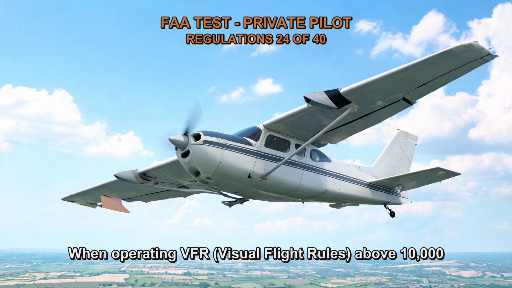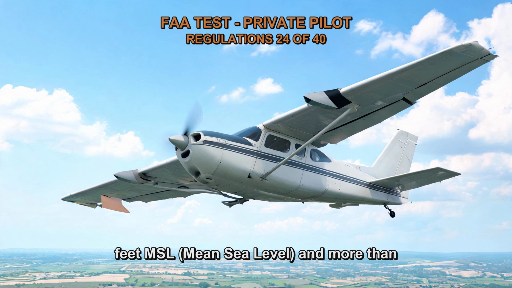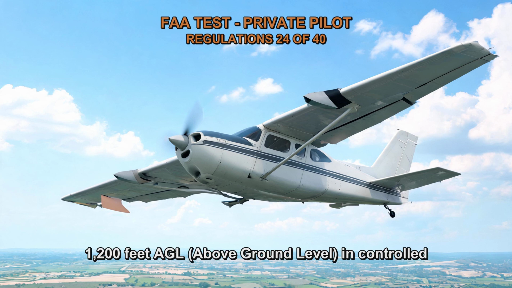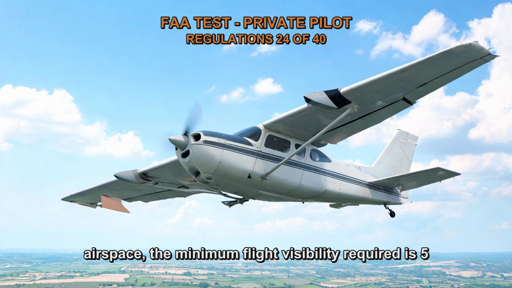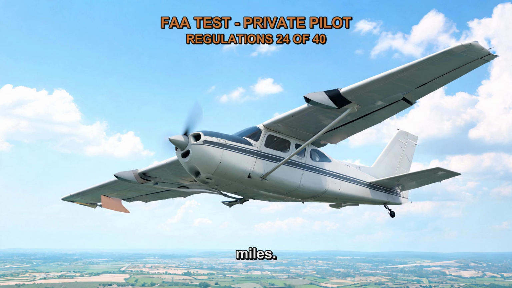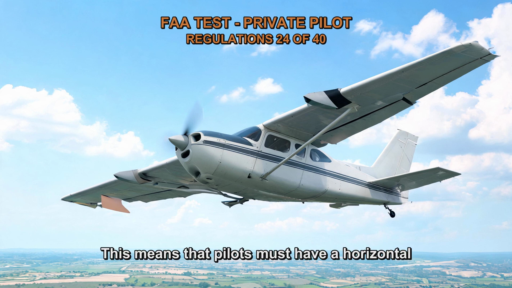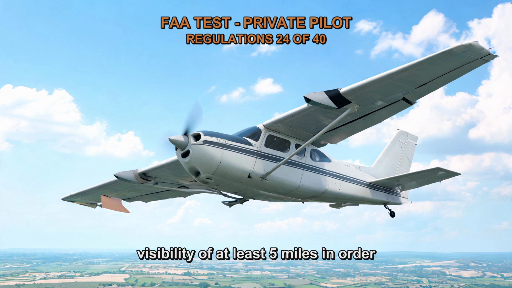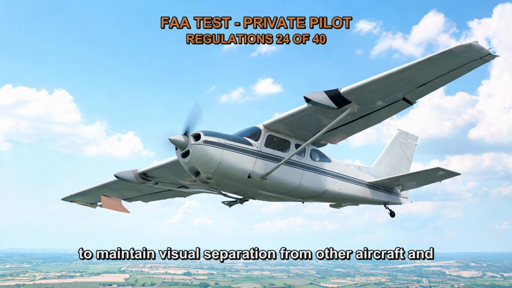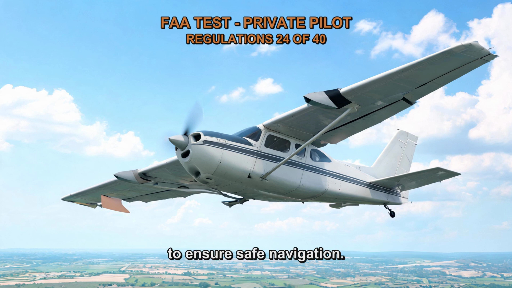When operating VFR, visual flight rules, above 10,000 feet MSL, mean sea level, and more than 1,200 feet AGL, above ground level, in controlled airspace, the minimum flight visibility required is 5 miles. This means that pilots must have a horizontal visibility of at least 5 miles in order to maintain visual separation from other aircraft and to ensure safe navigation.